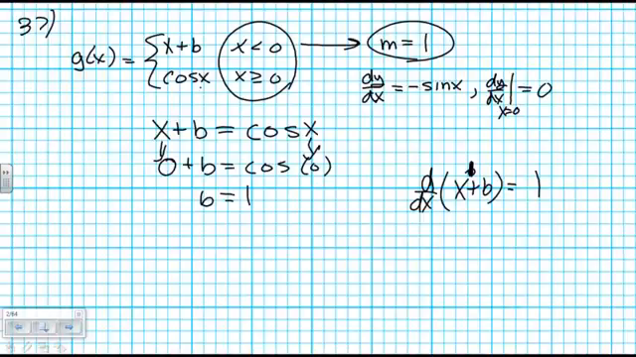All right, so that's number 37. How about 39 to finish this off? 39. What is the 25th derivative of sine of x?